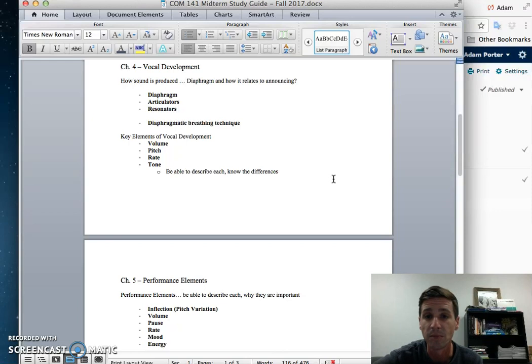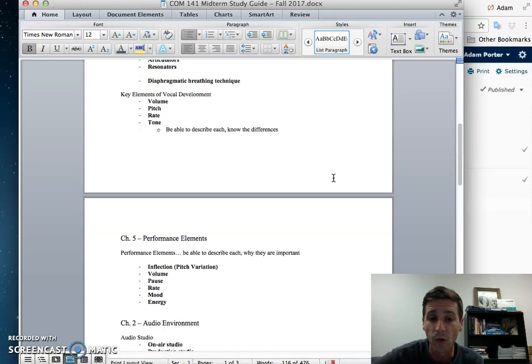Remember, I talked about a cymbal versus a kick drum as an instrument example to help hopefully clarify that point for you. Rate, the third key element, is tempo, essentially. So rate is defined as the tempo of your speech or the number of words you deliver in a given period of time. And then finally, the fourth element is tone, and that is simply the quality of the sound being produced. And it relies on the first three being done properly to have an effective tone or effective quality of sound. So be able to describe each of those four and know the differences.